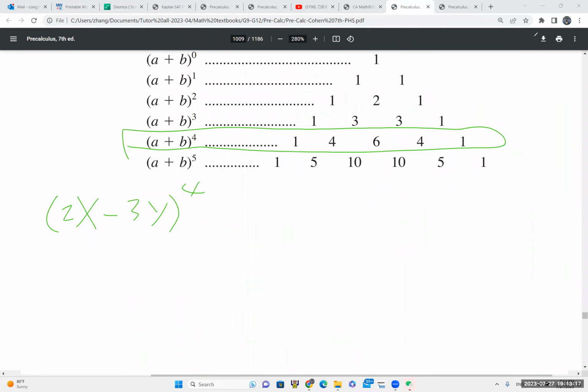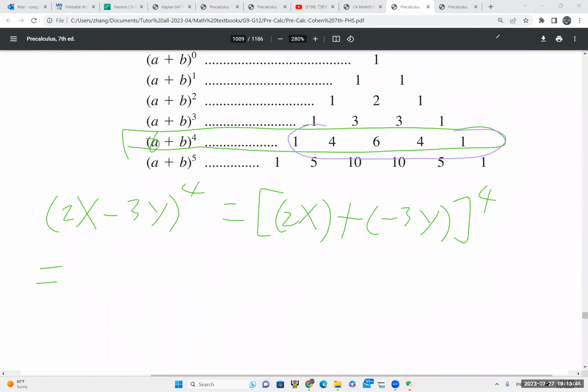How did you expand it? Okay, let me tell you. You can think 2x is like the a here, then negative 3y is like the b here, right? Per the expression here, what does this one mean? It means the leading coefficient. That is, 1 times 2x to the fourth power, right?